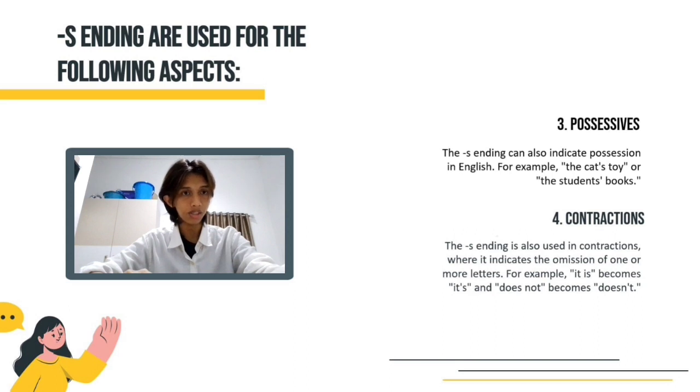4. Contractions. The S ending is also used in contractions where it indicates the omission of one or more letters. For example, it is becomes it's, and does not becomes doesn't.